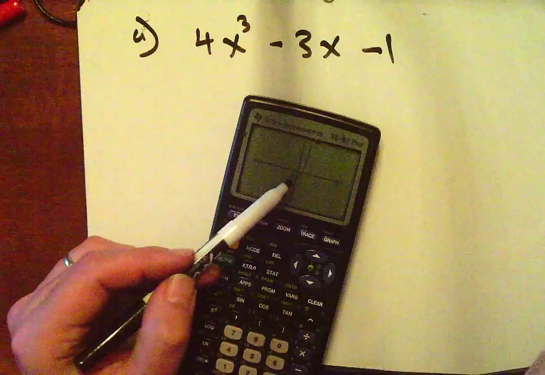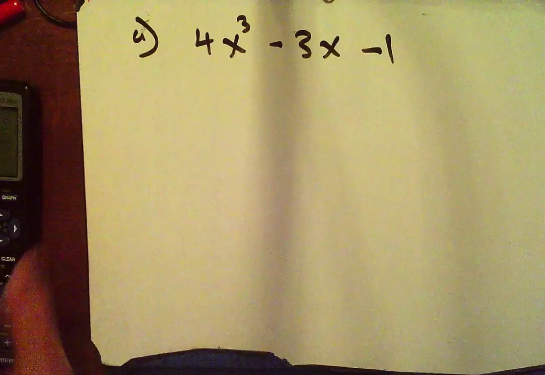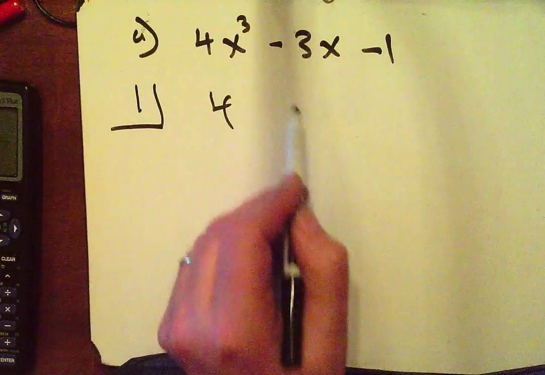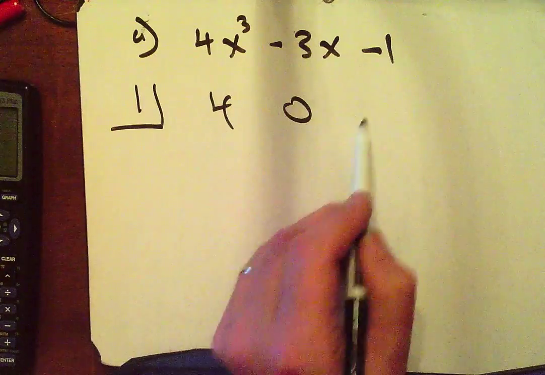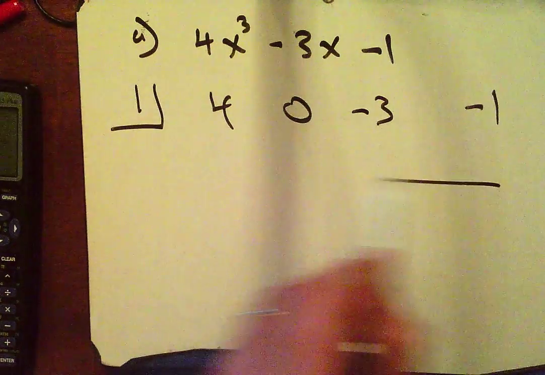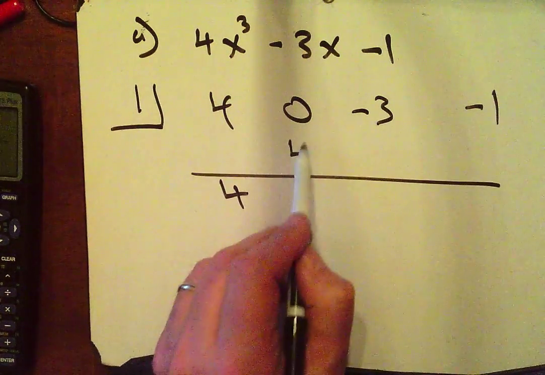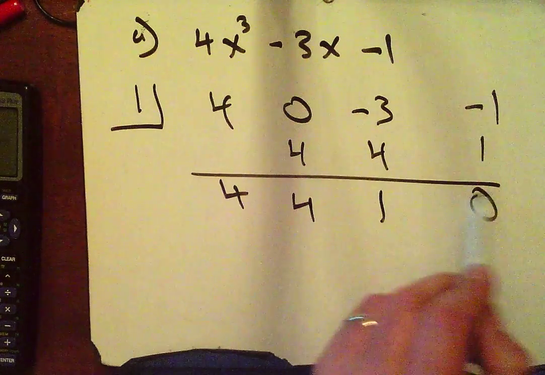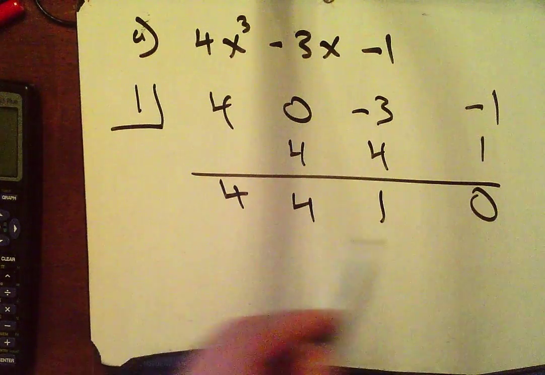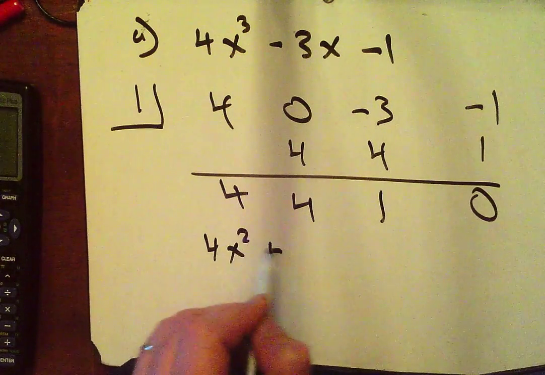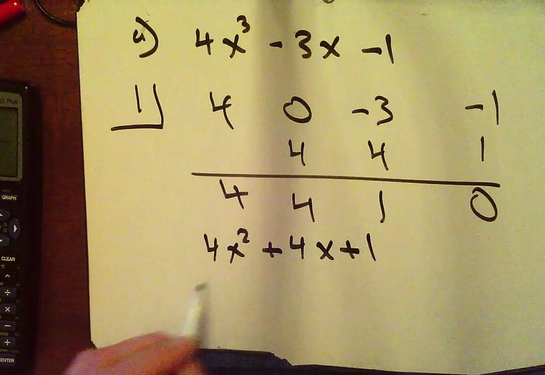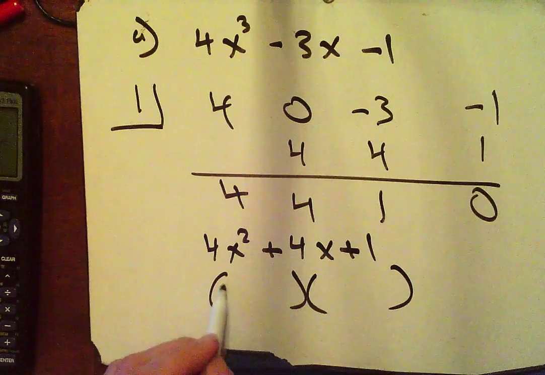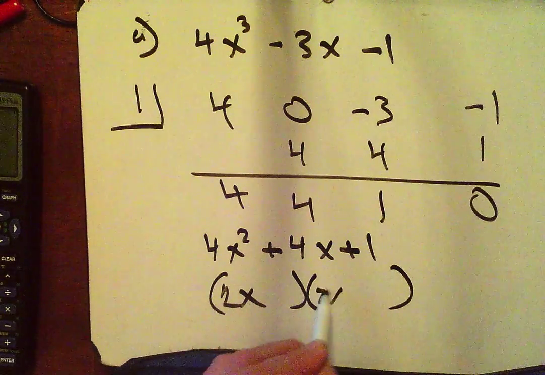Well, it looks like positive 1 for 0 placeholder, minus 3, minus 1. 4, 4, 4, 4, 1, 1, 0. Cool. And so what's that? Well, that's 4x squared plus 4x plus 1. And yes, that's a perfect squared trinomial.